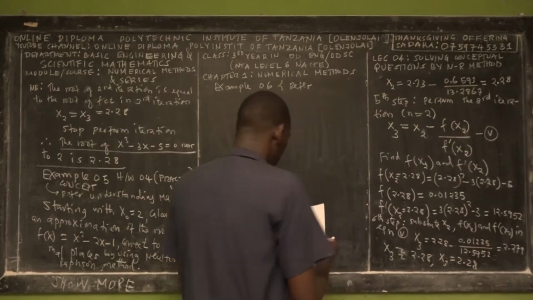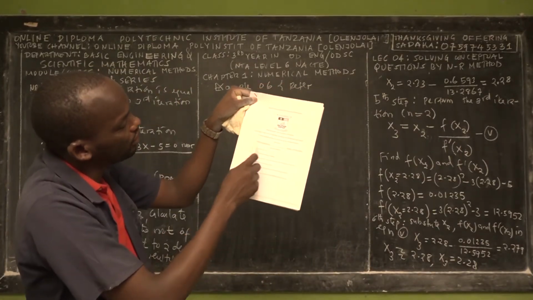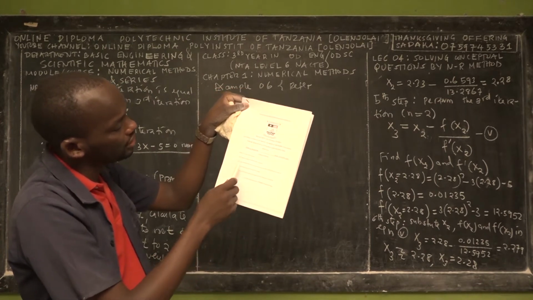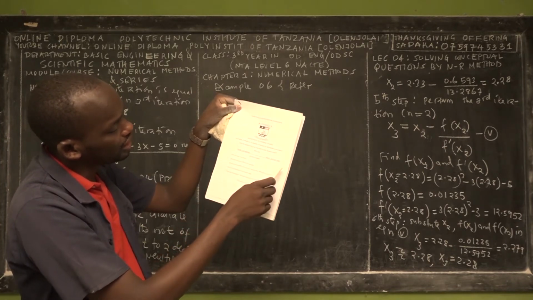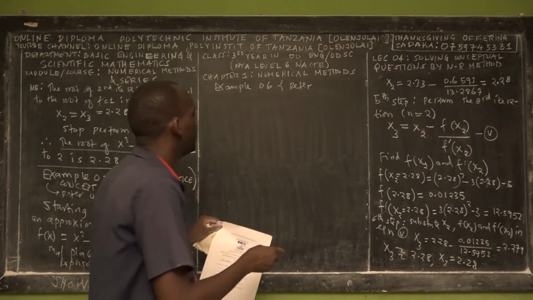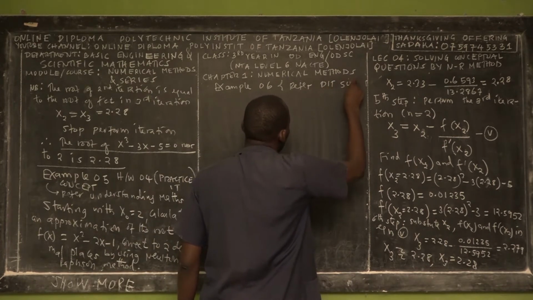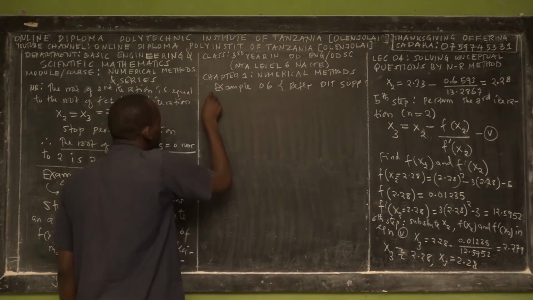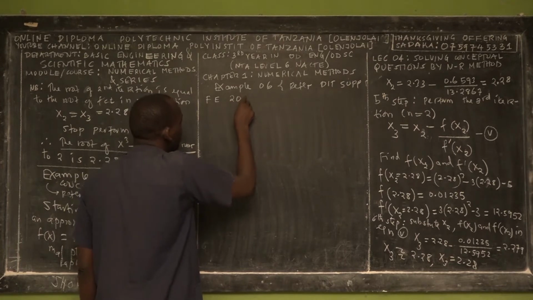So refer, I told you that we need past papers. You see this past paper, Dar-es-Salaam Institute of Technology, Department of General Studies, Complex Numbers, Numerical Method and Series, end of semester supplementary examination, August 2017. So refer to the DIT supplementary final exam of 2017.